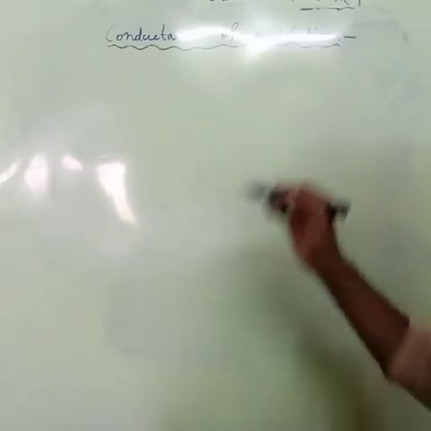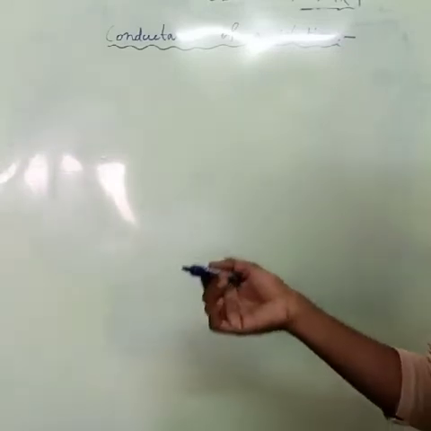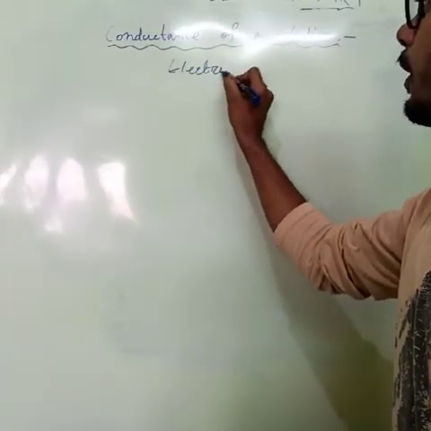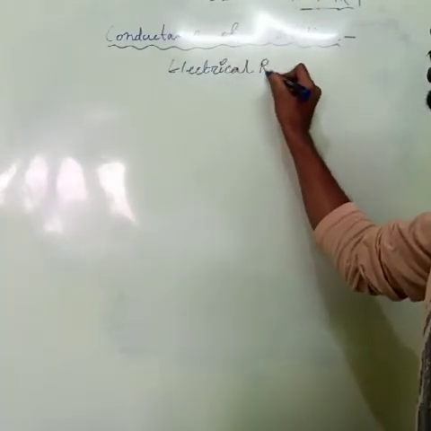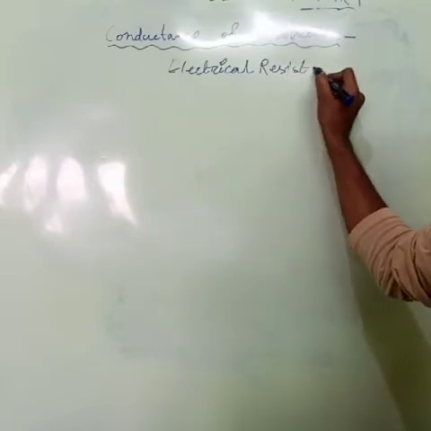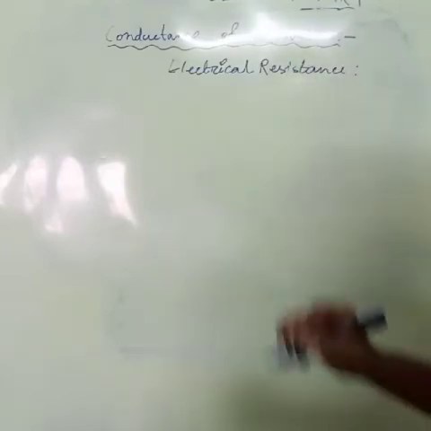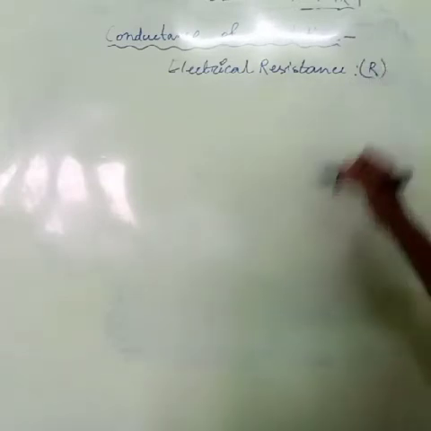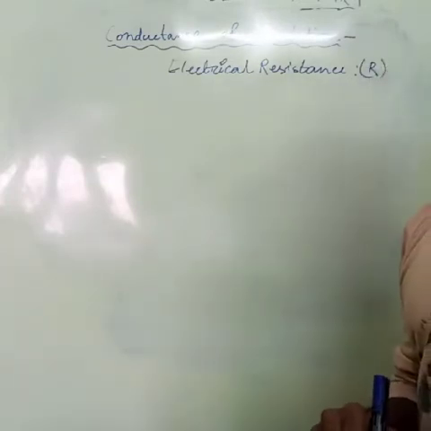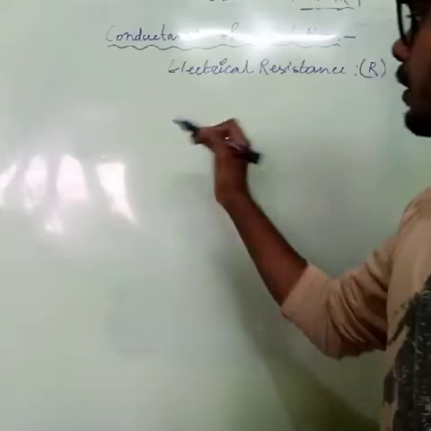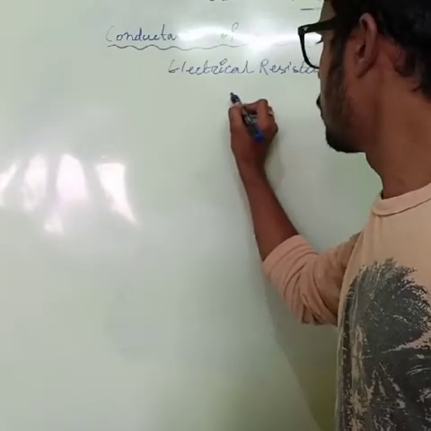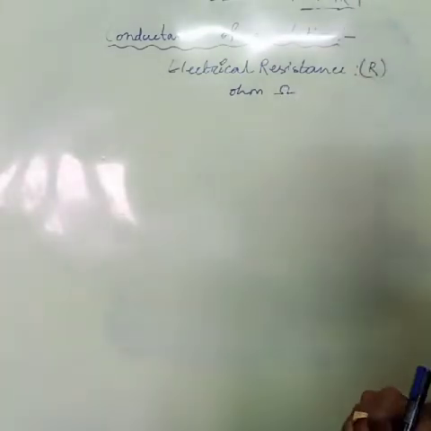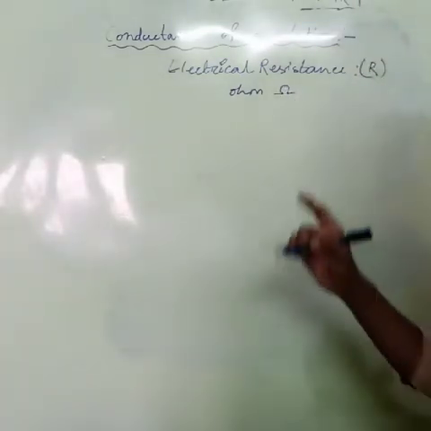So the first term is resistance. Electrical resistance, what is it? Symbolically it is R, capital R. The unit is ohm, O-H-M, and the symbol is like this. Okay, ohm.